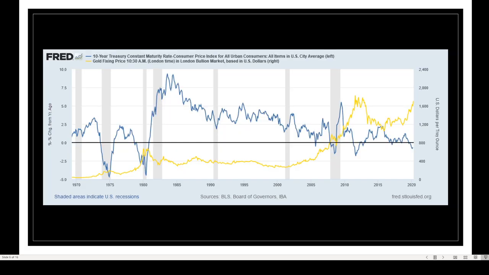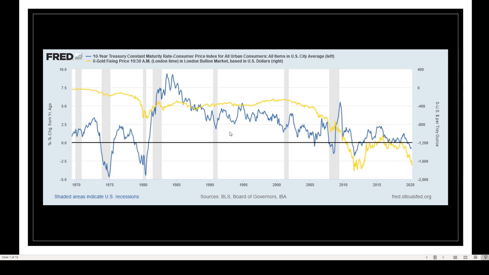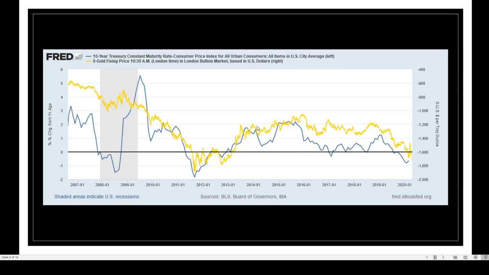So here again is real yields in blue against gold. And you might look and say, I don't quite see it. Well, let's invert gold and see what happens. Now you can see when we invert the price of gold, there is a relationship. While not perfect, you can see that relationship over time. In fact, if we zoom in, you'll see just how close the relationship is.